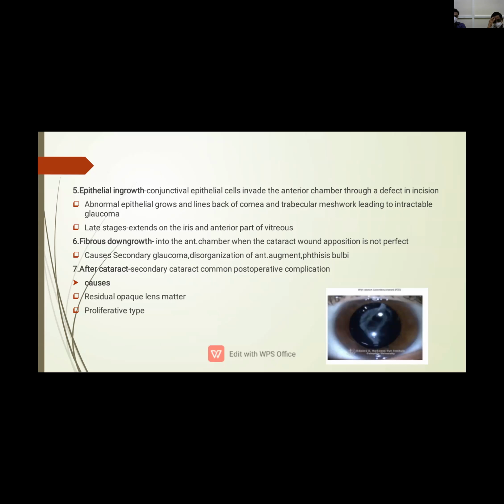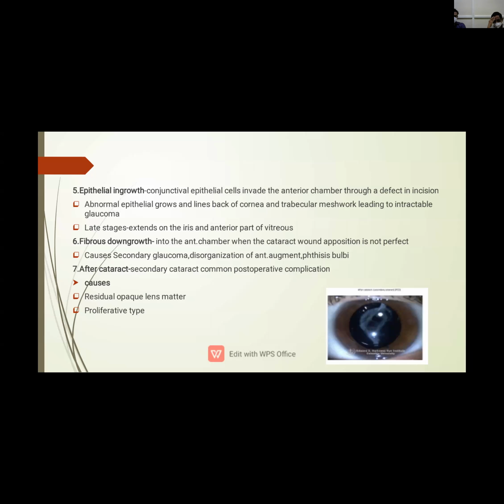Epithelial growth. Rarely, conjunctival epithelial cells invade the anterior chamber through a defect in incision. Abnormal epithelium grows and lines the back of the cornea and trabecular meshwork, leading to intractable glaucoma. In late stages, it can extend onto the iris and the anterior part of the vitreous.